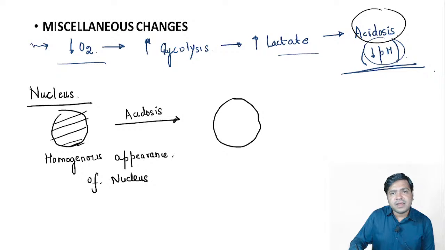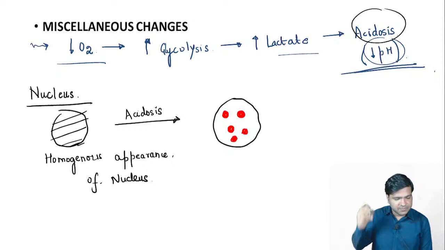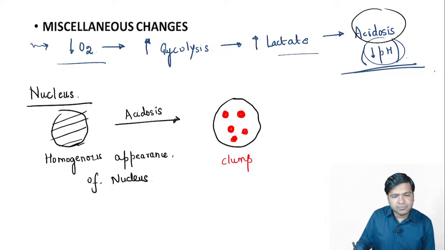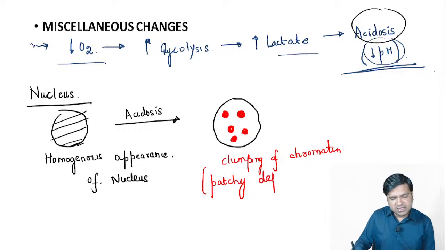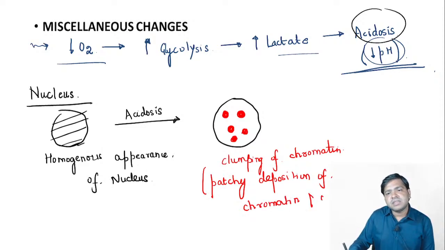These chromatins will get folded, or there will be clumping of chromatin. Yes, there will be clumping of chromatin, or in a very easy manner, it is the patchy deposition of chromatin material.